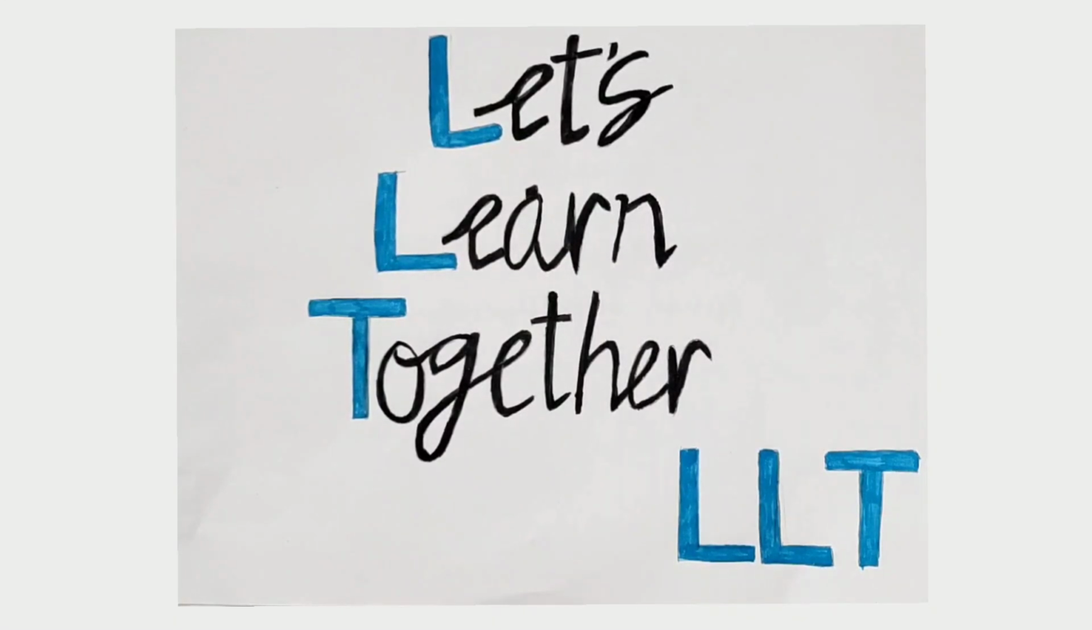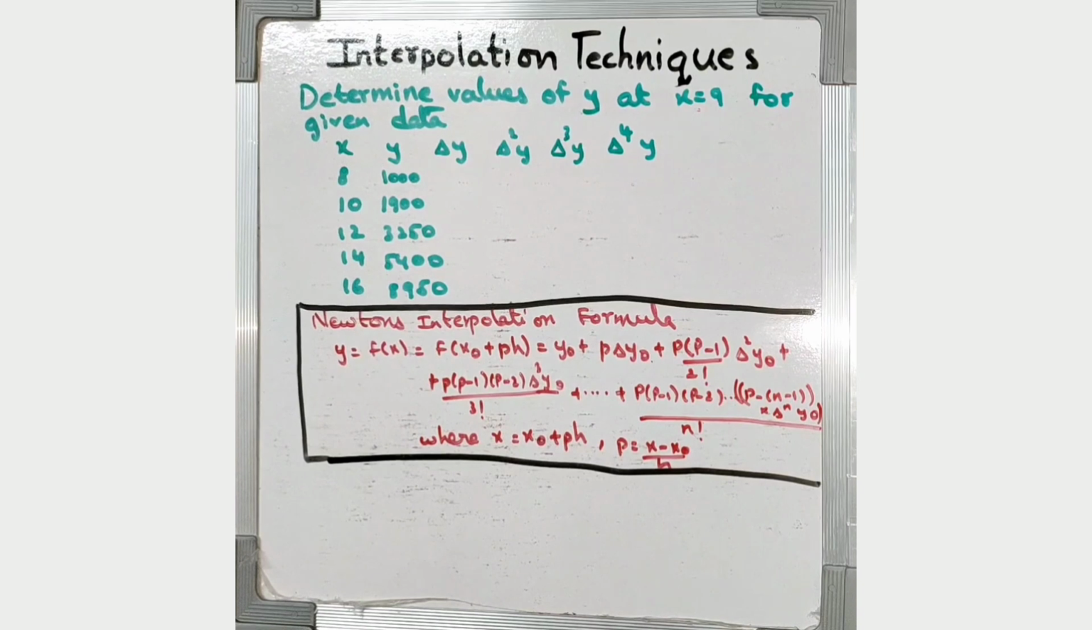Let's learn together. In this video, I'll be explaining Newton's interpolation formula with an example. That is Newton's forward interpolation formula. Here you can see the formula. So when this formula is used, that is Newton's forward interpolation formula, it is used when the values of x are equally spaced.